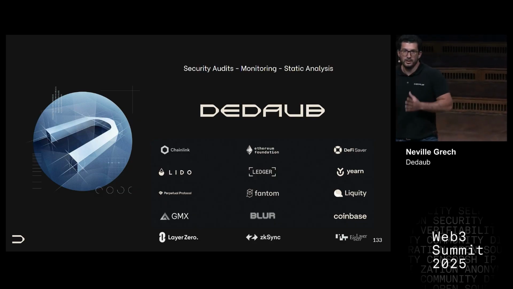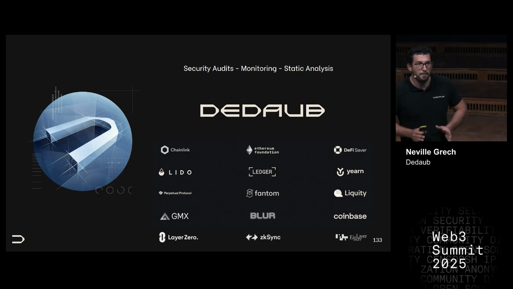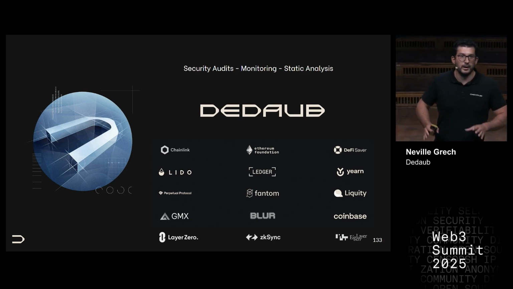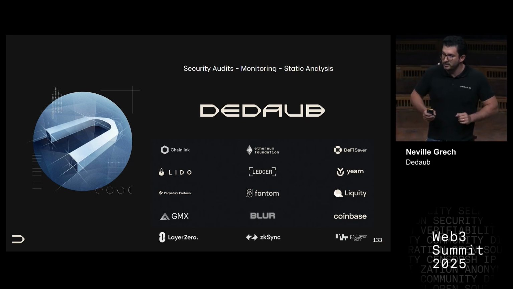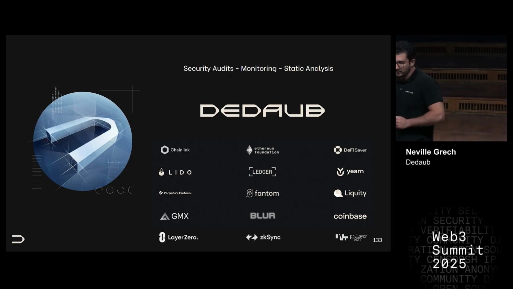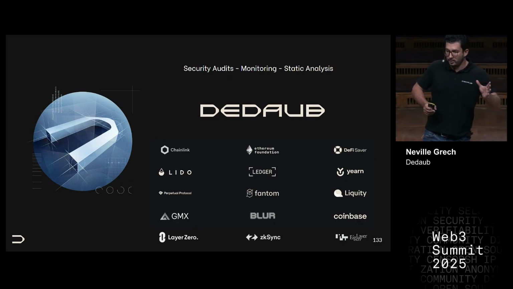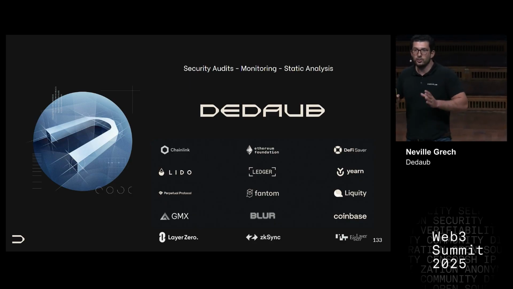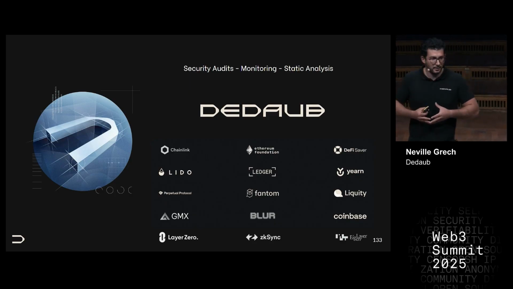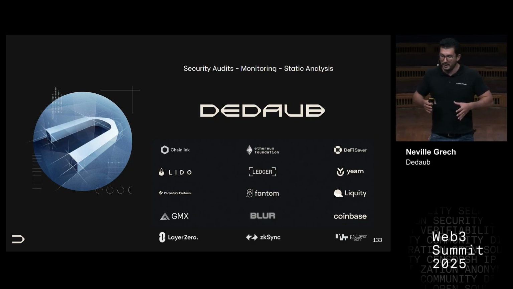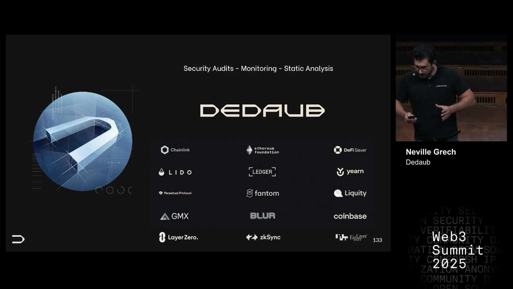So let me introduce Dedaub. Dedaub is a security company. These are some of the projects that we helped secure over the last few years. We've been around since at least 2001 and even before that. We mostly offer security audits, monitoring, and also products and solutions that make use of static program analysis and decompilation.